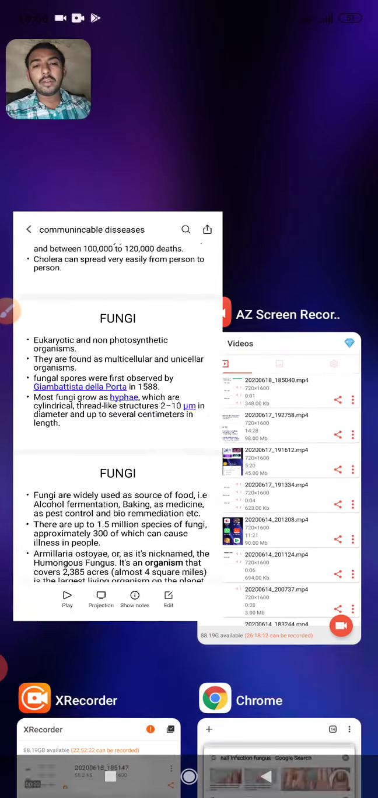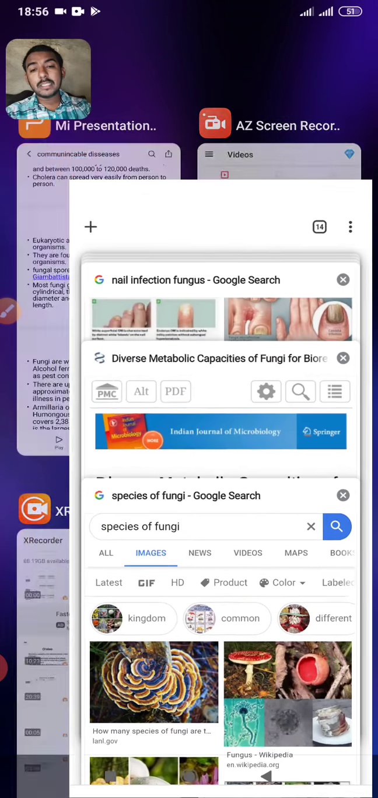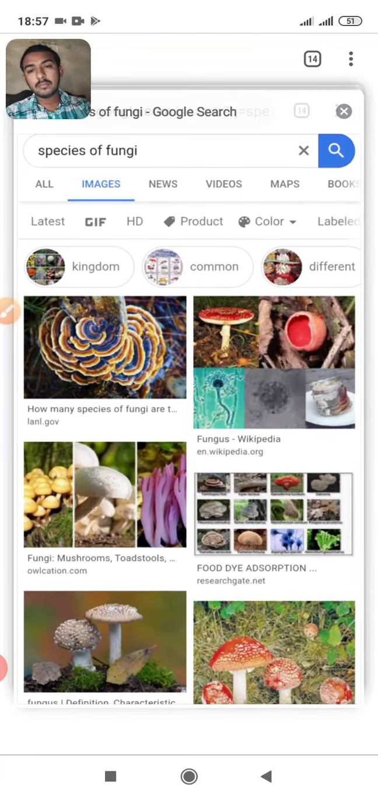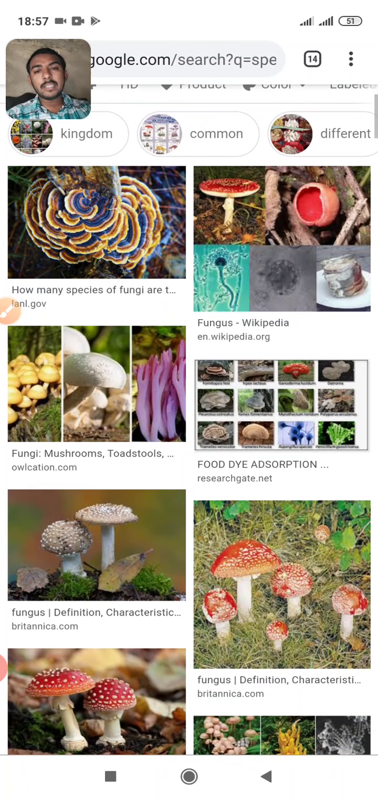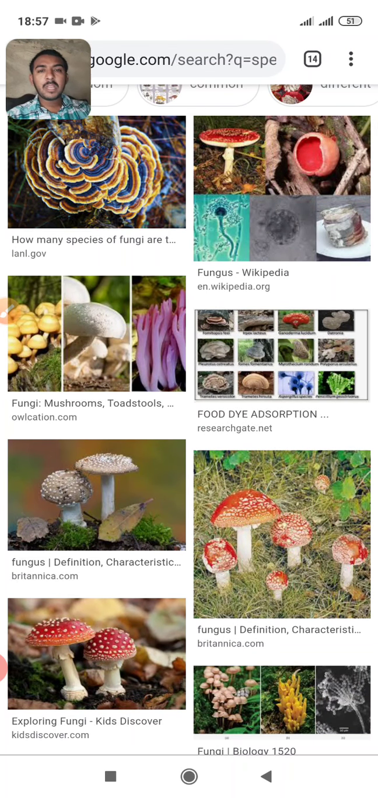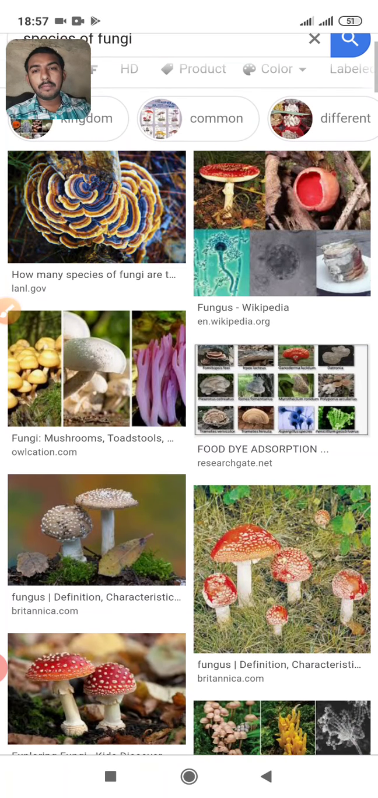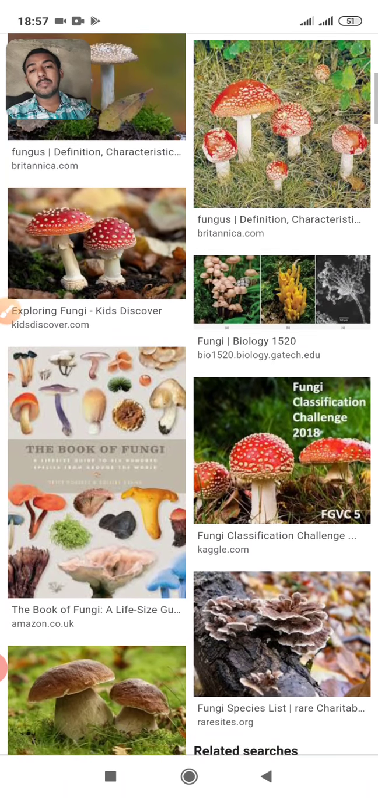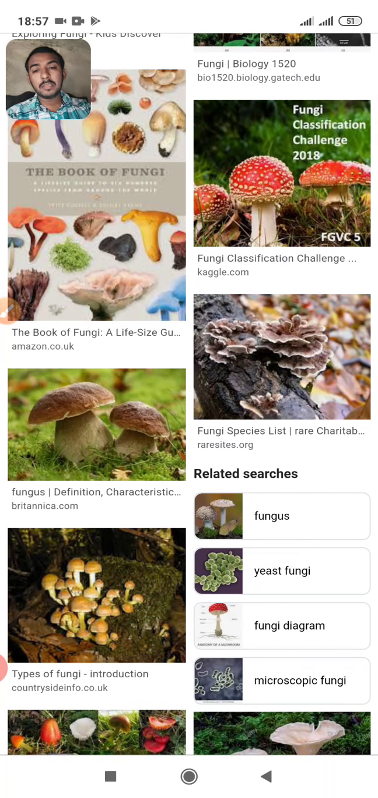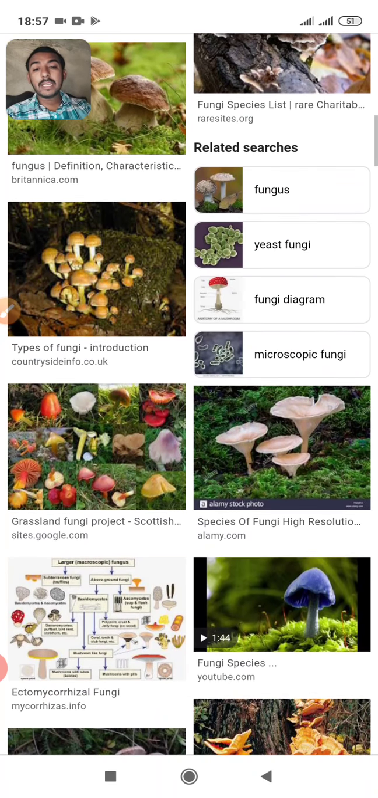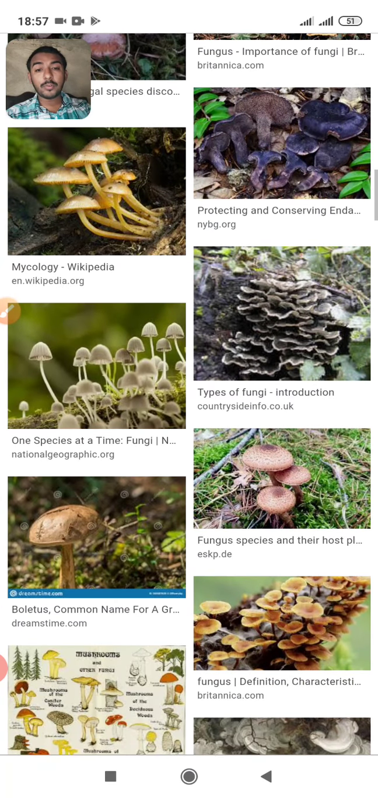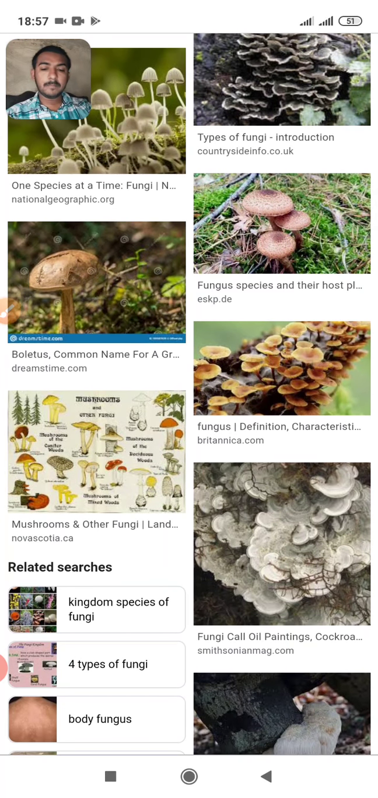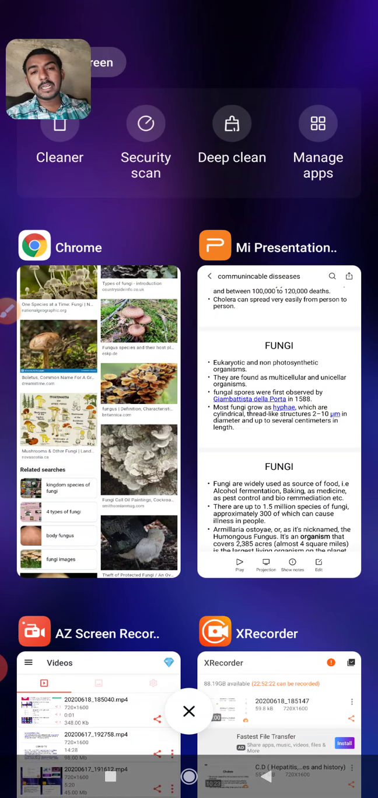Let's have a look at a few of the Google images of the fungi. Here you can see, from the source Google, there are a lot of various images of the fungi. You can see some of these are mushrooms, some are yeast, and some are many other species from the different groups of fungi. Well, they all are fungi. Now come back again to the slide.